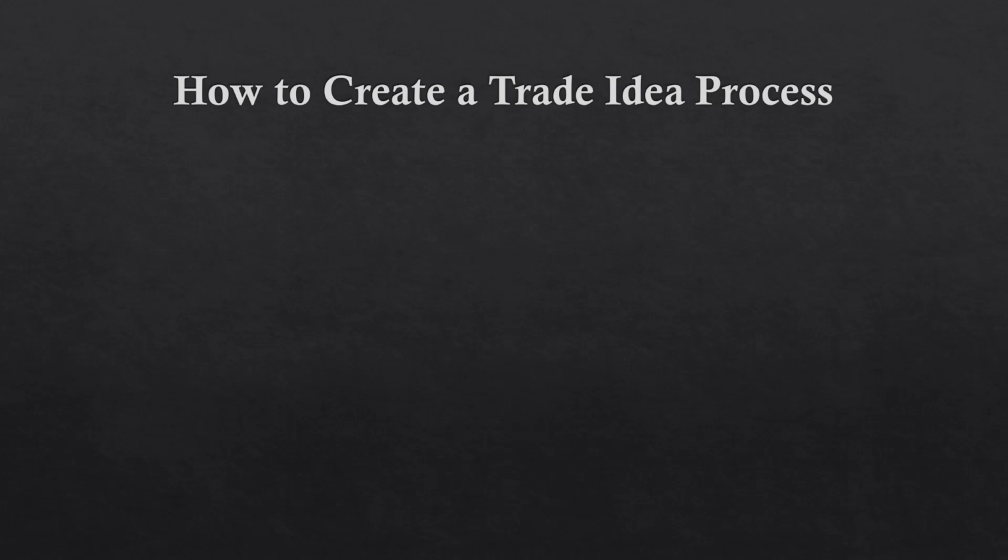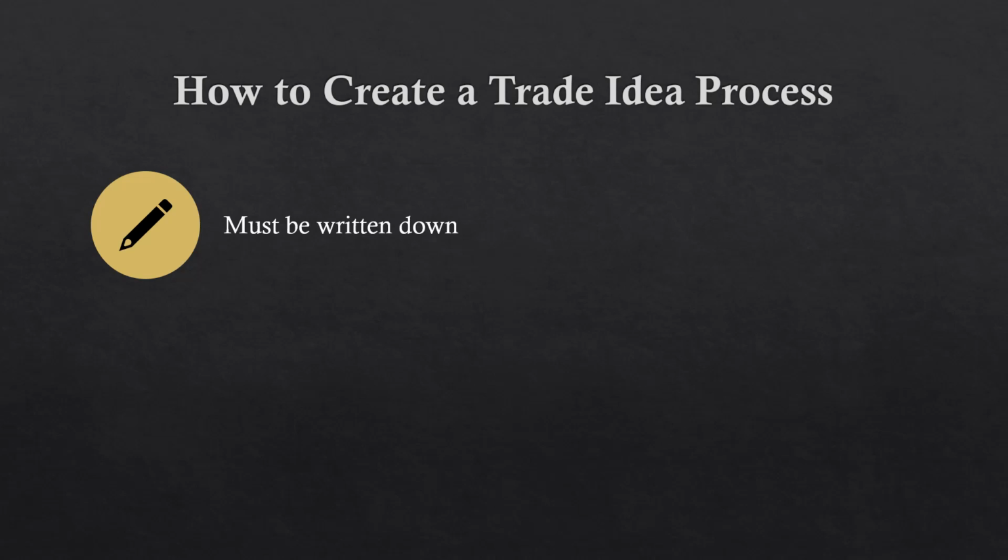So let's continue on, and we'll start with the process of creating a trade idea. These are the steps, and you want to make sure that you have them, especially if you haven't been doing this. First up, you want to make sure it's written down. So your trade idea should be written down. That way you can track it. What's not tracked can't be managed. Something I got from business development. If you're not tracking it, you can't manage it.